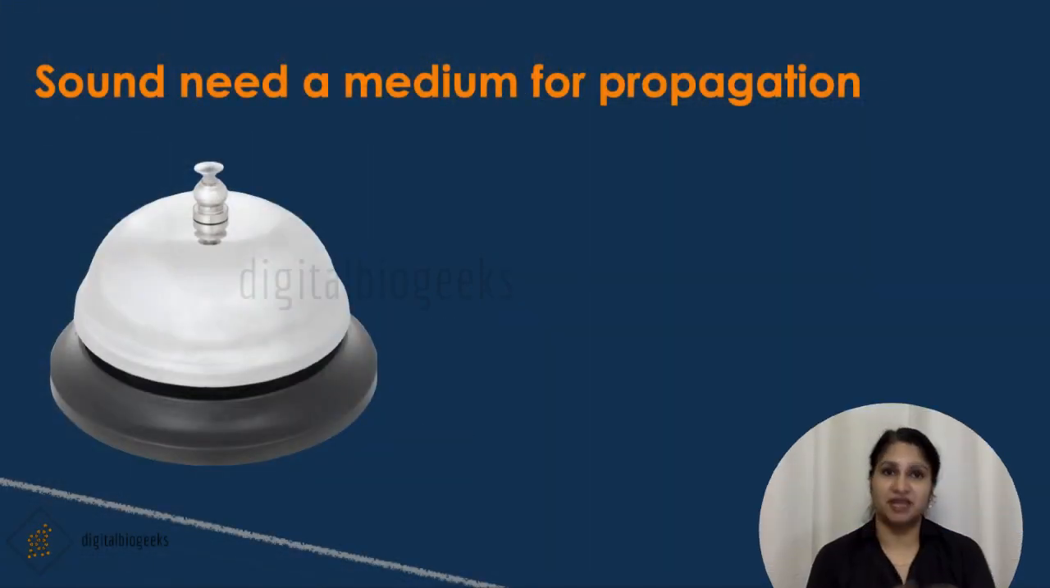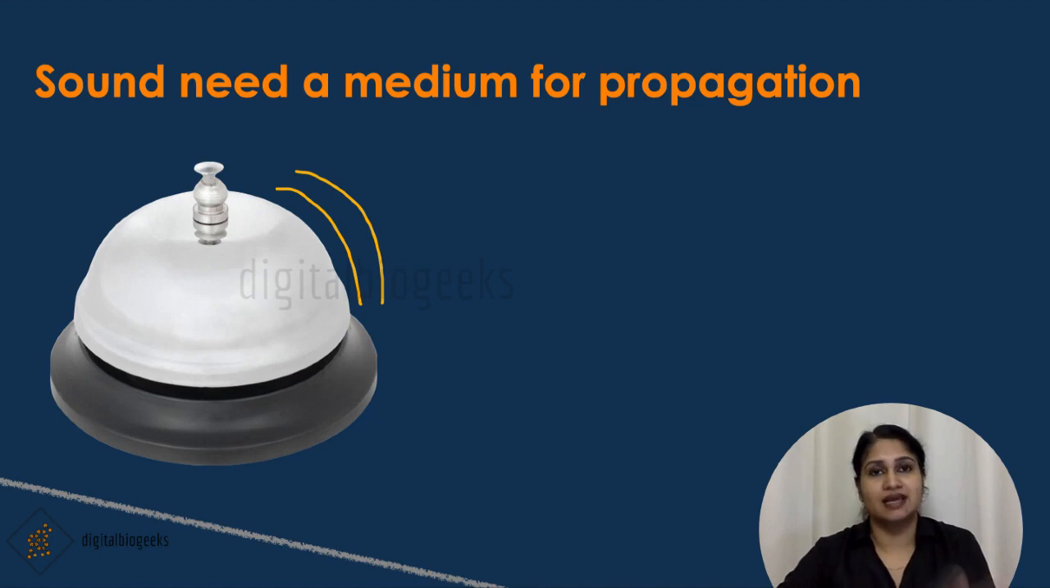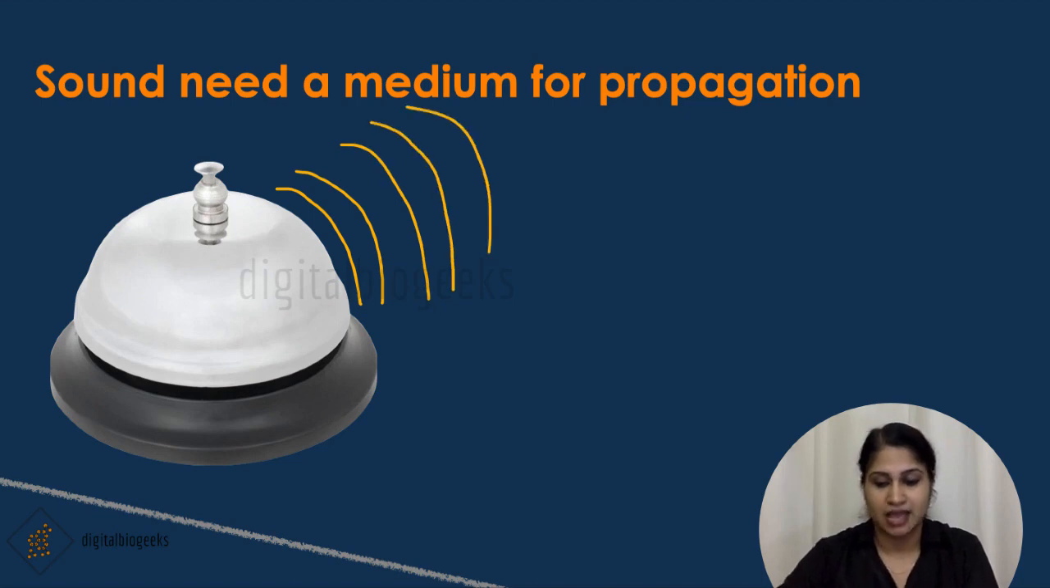Sound needs a medium to travel. It can be a solid, a liquid, or air. Let's learn how sound travels through air. When a bell rings, it vibrates. These vibrations push the air molecules surrounding it. Those air molecules then push against the adjacent air molecules and hence the sound moves.